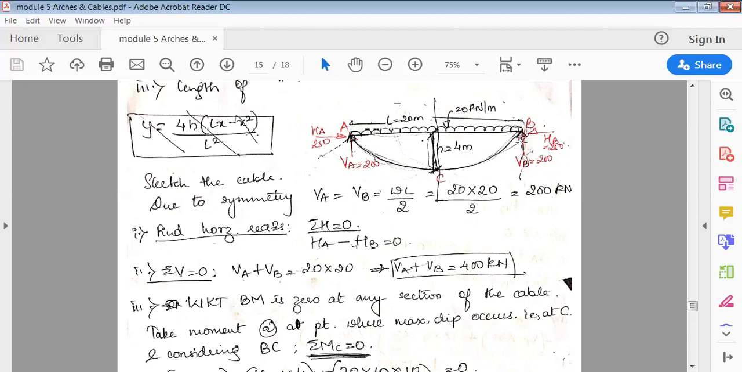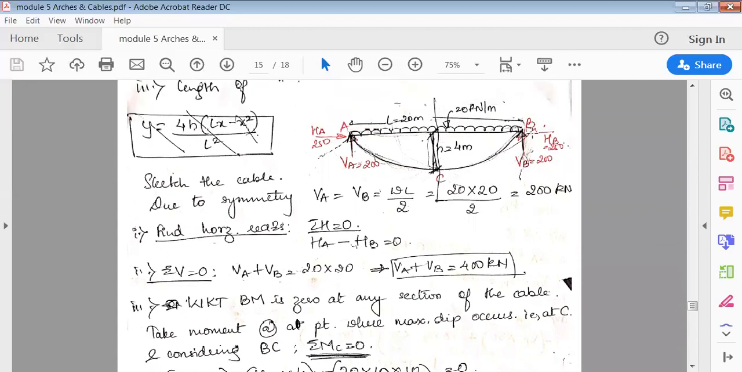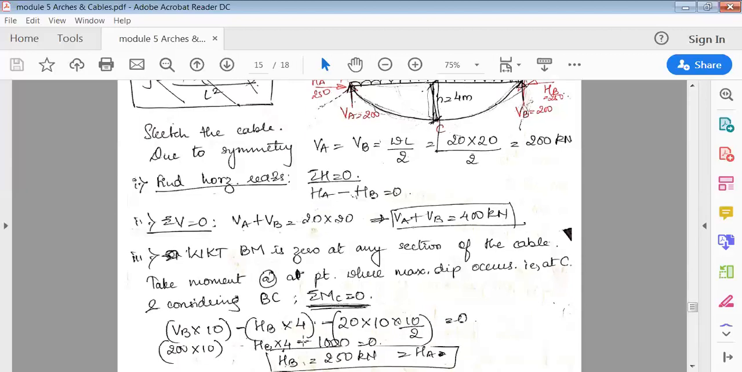So if I consider this BC now, here on the right side anti-clockwise is plus, clockwise is minus, right? So VB is going anti-clockwise, so anti-clockwise is plus. So VB into 10, exactly center, right? VB into 10. Then HB, you can see here, it should always travel along the cable. So HB will travel like this. So it is HB into perpendicular distance. So 250 into 4, that is HB into 4.